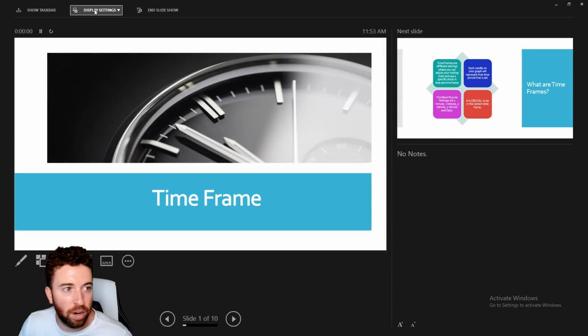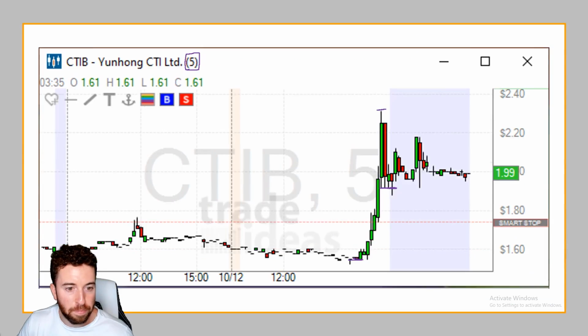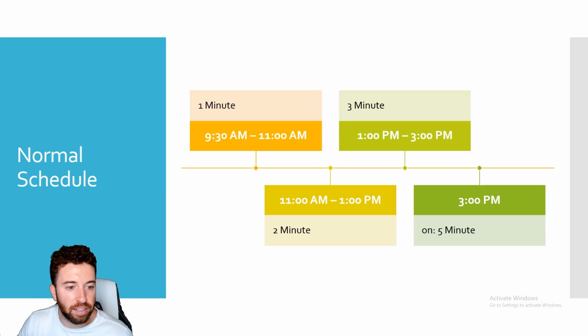Let's go back to our slideshow right here. And our easy way to understand this is here's our normal schedule. From between 9:30 in the morning, the start of the day, to about 11 o'clock. Now, this is all Eastern time, New York time, stock market time, so adjust to, of course, where you live. But if it's 9:30, the start of the day, to 11 a.m., the first hour and a half, you want to be in the first 1 minute chart.